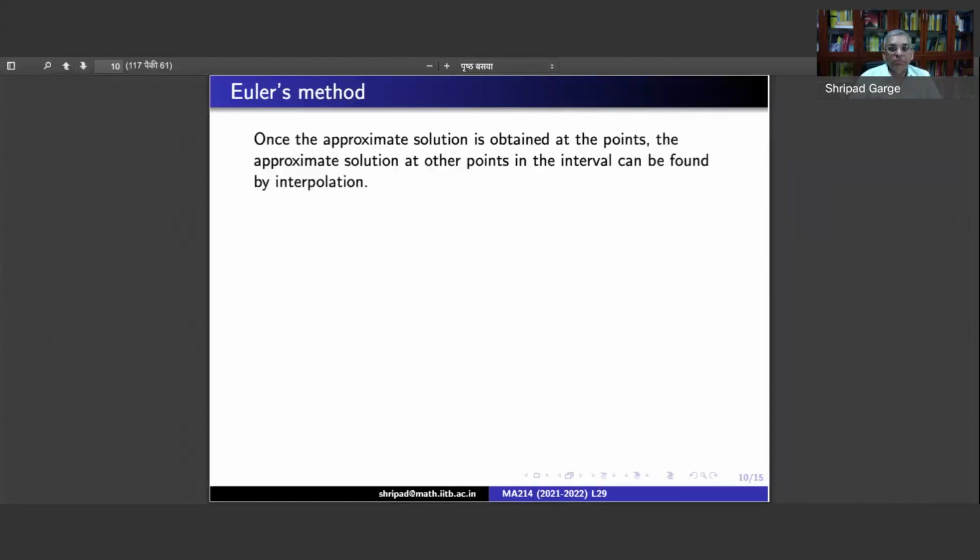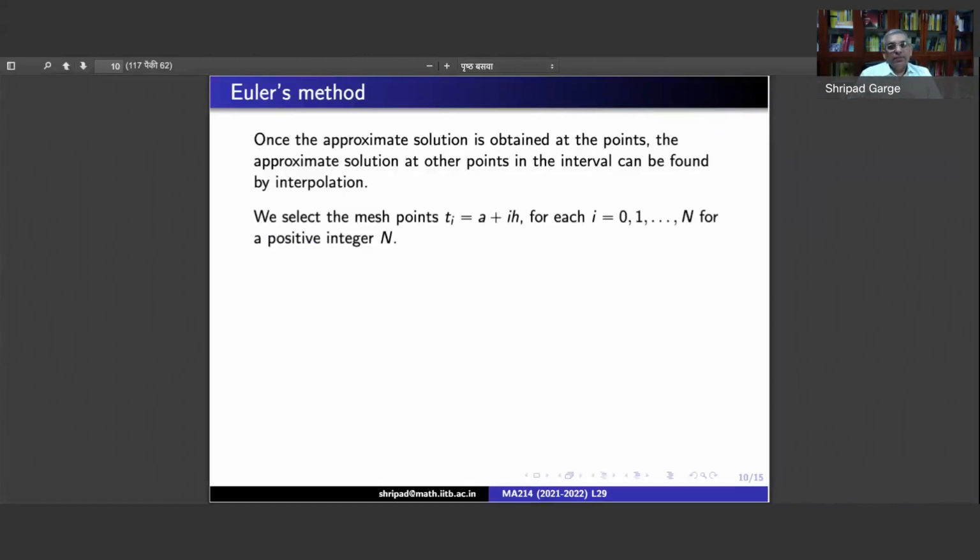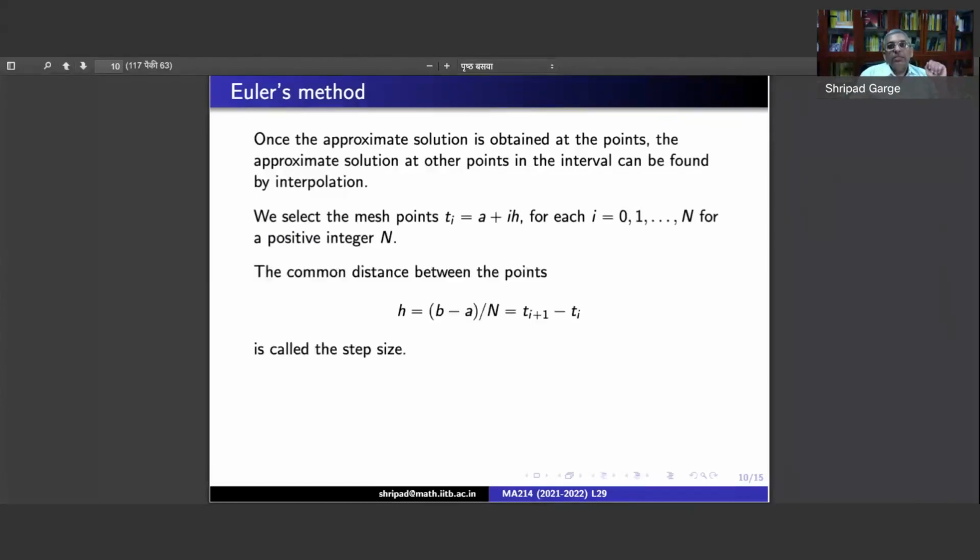So what we do is that first of all we choose a positive integer N, and we select equally spaced mesh points. So we have the interval [a, b], and we select some nodes. In our language of interpolation, we select nodes which are equally spaced. Now the common distance is h, which is the distance between any two successive nodes, and it's also (b minus a) upon capital N. This is called the step size.